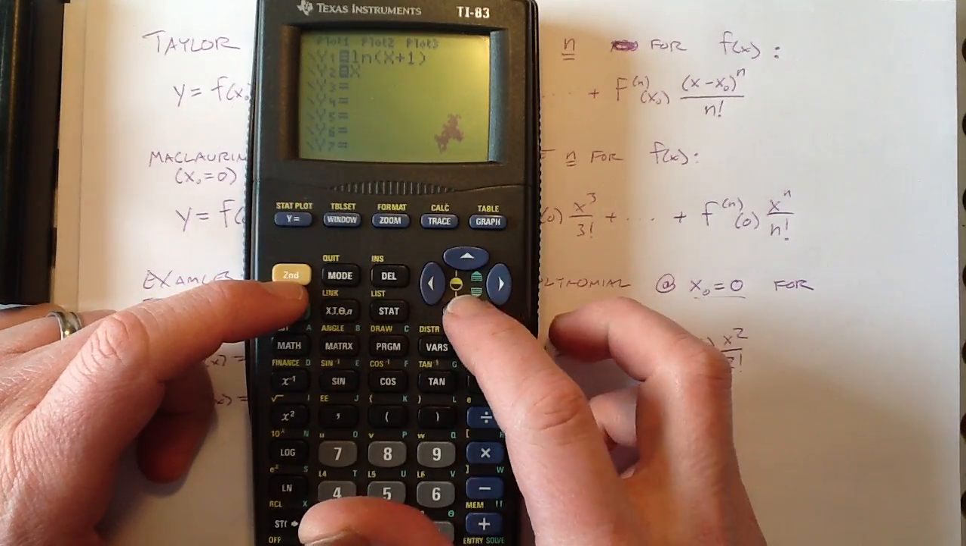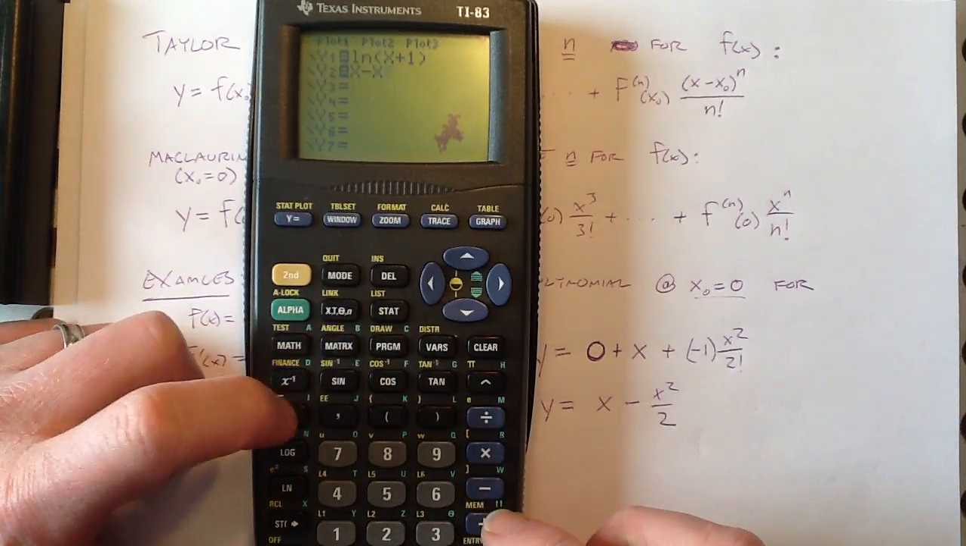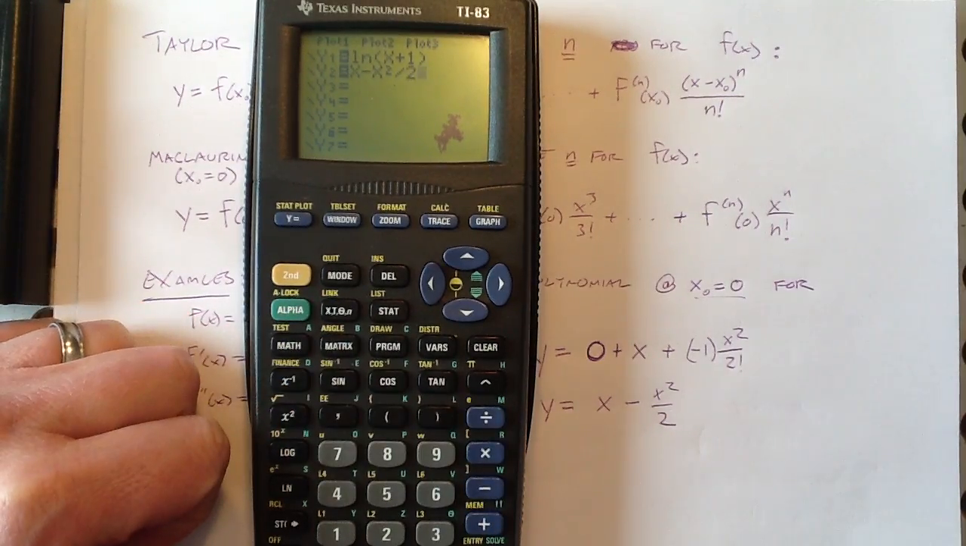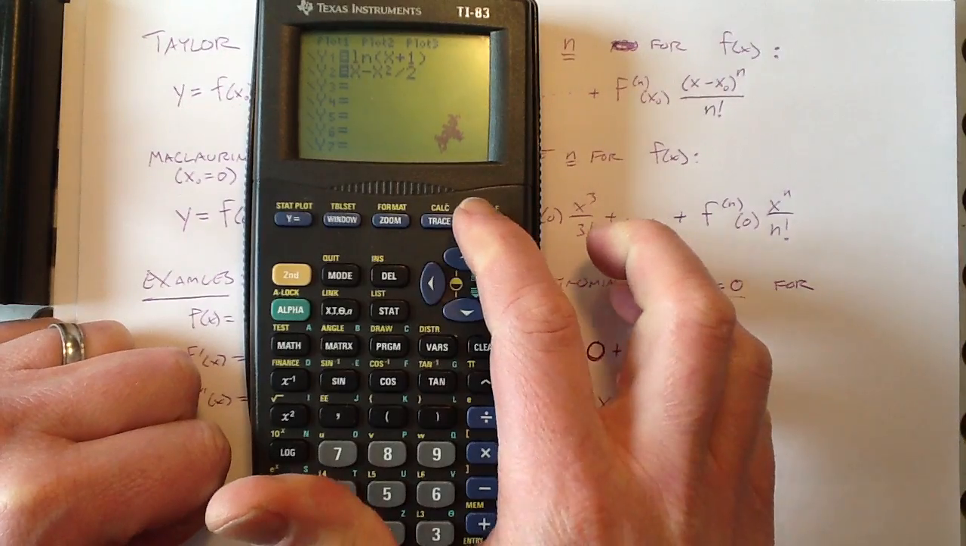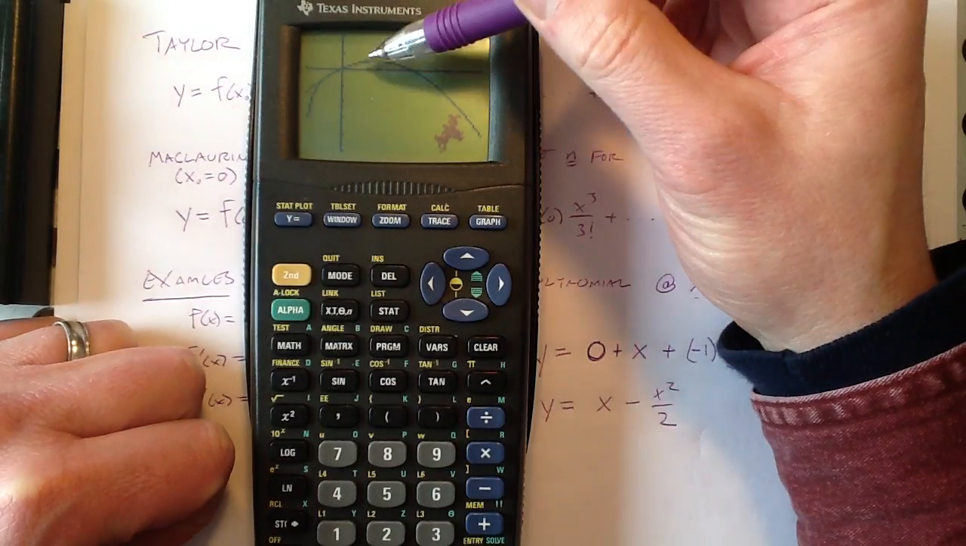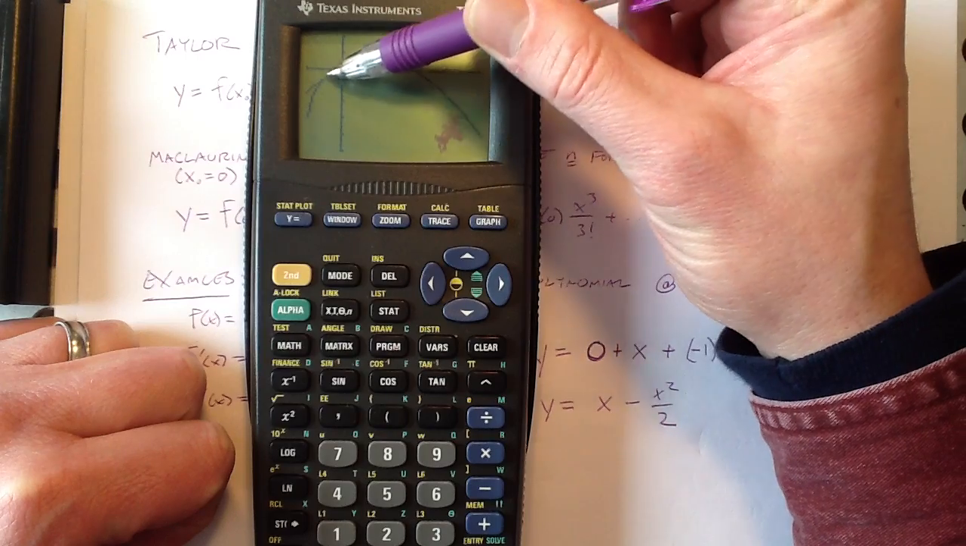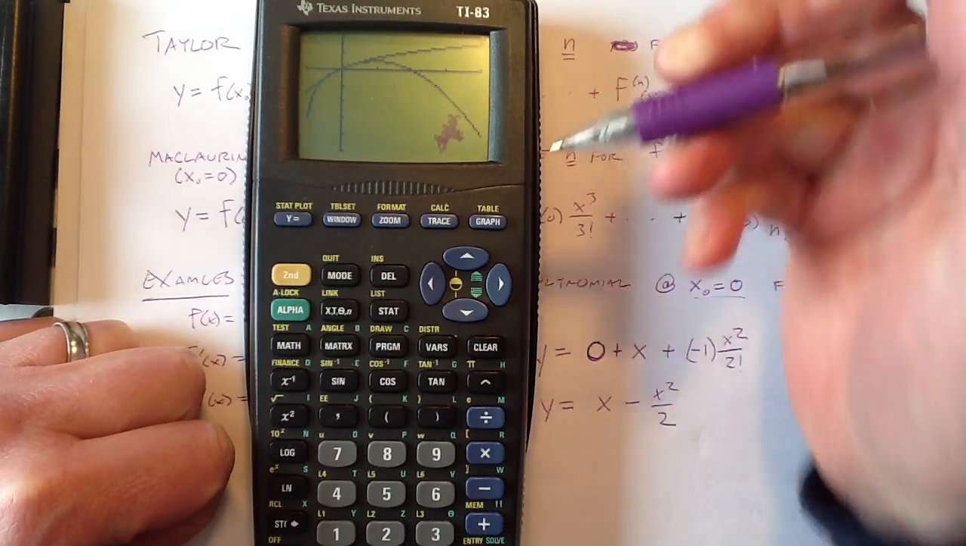Okay, now let's make that a little bit better. Minus x squared over 2. Now we have a second degree approximation. There's the original function, and there's the second degree approximation for it. So you can see it does a little bit better than a tangent line. It hugs it a little bit longer, for a little bit bigger stretch.